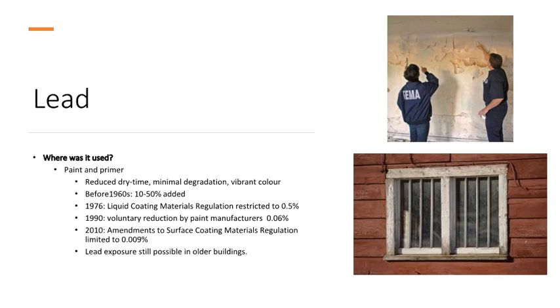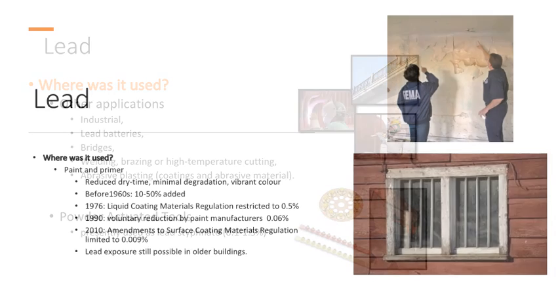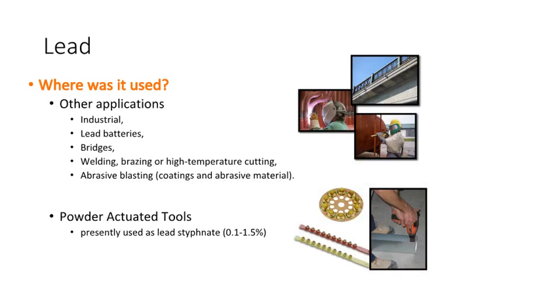Over the years, the amount of lead in paint has continued to decrease, due to the cooperative efforts of government and industry. Regulations to decrease the amount of lead in paints and other liquid coating materials to 0.06% by weight are expected to be in place by the end of 2002. Where was lead used? Other applications: lead acid batteries, bridges, welding, brazing or high-temperature cutting, abrasive blasting, coatings and abrasive material, powder-actuated tools, presently used as lead styphnate, 0.1 to 1.5%.